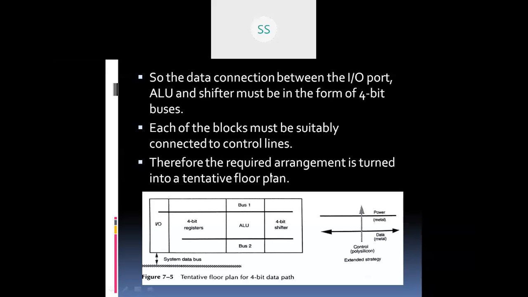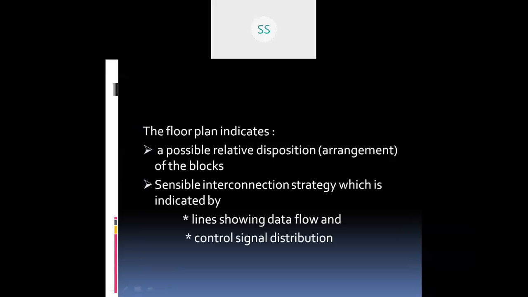This particular requirement can be shown in the form of a tentative floor plan, and the floor plan for this two bus architecture is represented as shown. Here you have bus 1, bus 2, IO, 4-bit registers, ALU and 4-bit shifter. These are required to perform the operation. This design, which shows the data as well as the control bus and all the blocks involved in the operation, is known as the floor plan to perform such an addition as well as storage and shifting operation.